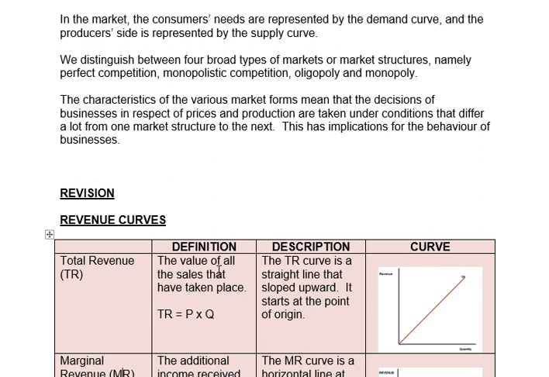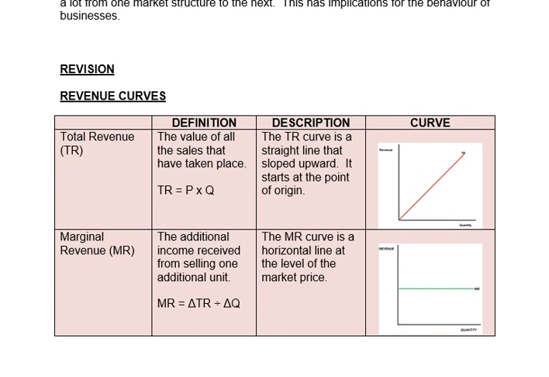In each market structure the behavior of businesses is going to be different, because it depends on the characteristics of that market structure. For example, how many sellers are in that market structure? That will determine the amount of market power that each individual producer will have in that market structure, and it will be different from one market structure to the next. If we look at the revision, the first thing we're going to look at is the revenue curves.